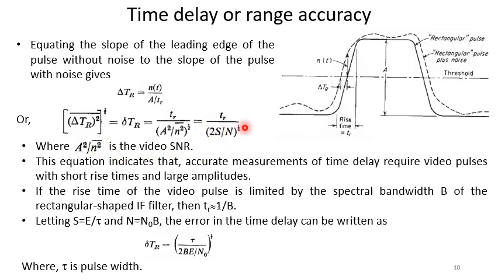Now this equation indicates that accurate measurement of time delay requires video pulses with short rise time and large amplitude. If the rise time of the video pulse is limited by the spectral bandwidth B of the rectangular shaped IF filter, then TR is almost equal to 1 by B. So if we assume S equal to E by tau and N equal to N0 into B, the error in the time delay can be expressed as delta TR equal to tau by twice B E by N0 whole to the power half, where tau is the pulse width.